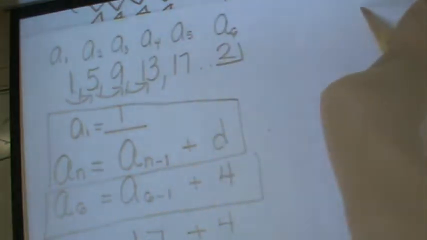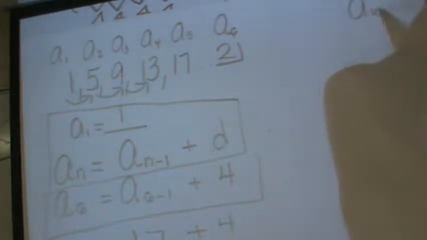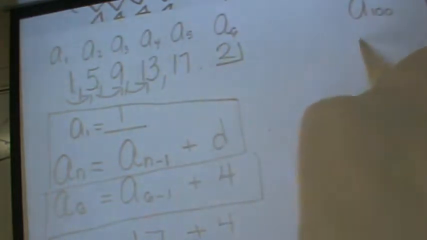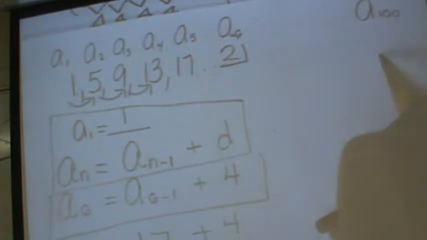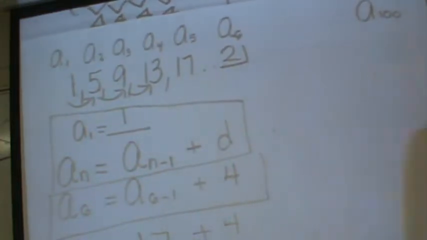So if someone came up to you and said, hey, given this sequence, what's the 100th term? How would you find the 100th term? You would have to know the 99th term, the one before it, and then you'd have to add 4 to it. The recursive formula goes in order. You go one at a time.